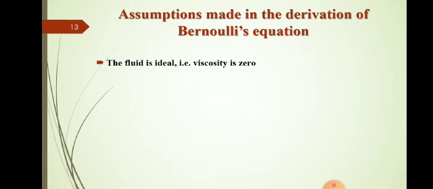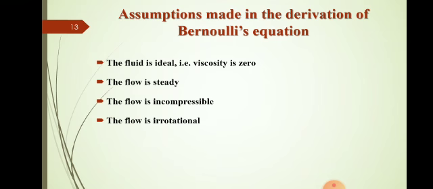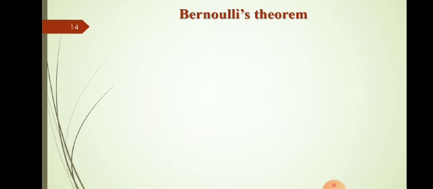Now the assumptions made in the derivation of Bernoulli's equation. These are the assumptions: the fluid is ideal, that is viscosity is 0, the flow is steady, the flow is incompressible, and the flow is irrotational. All these properties we have already learned in the previous classes. So these are the various assumptions used in the derivation of Bernoulli's equation.